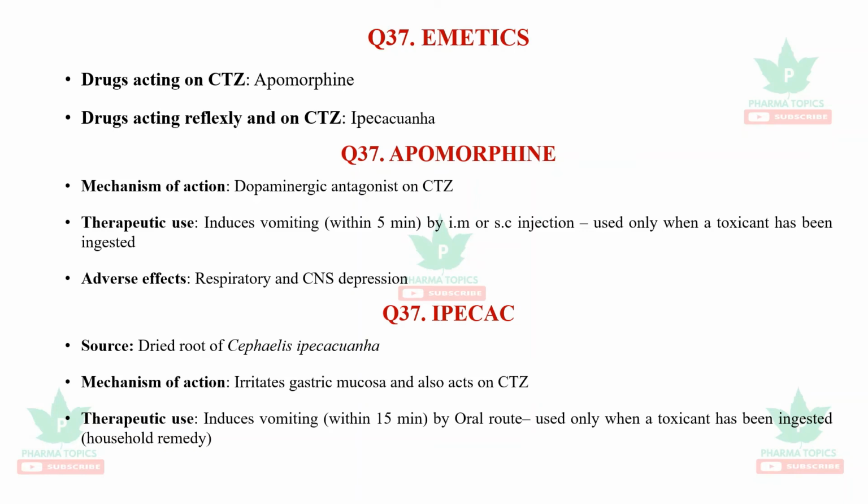Ipecac is the active constituent obtained from the dried root of Psychotria ipecacuanha. It irritates the gastric mucosa and acts on the chemoreceptor trigger zone. It induces vomiting within 15 minutes. Given by oral route, it is used only when a toxicant has been ingested. Actually, it is a household remedy.